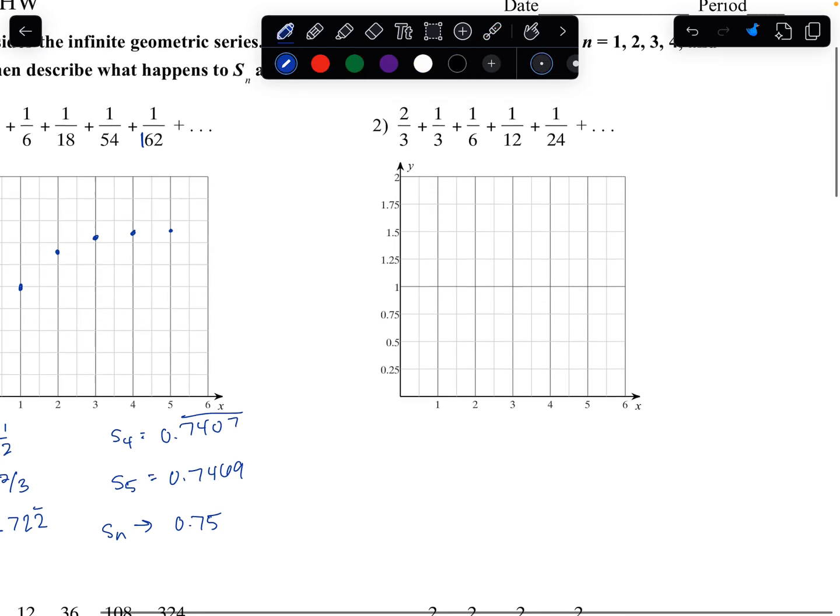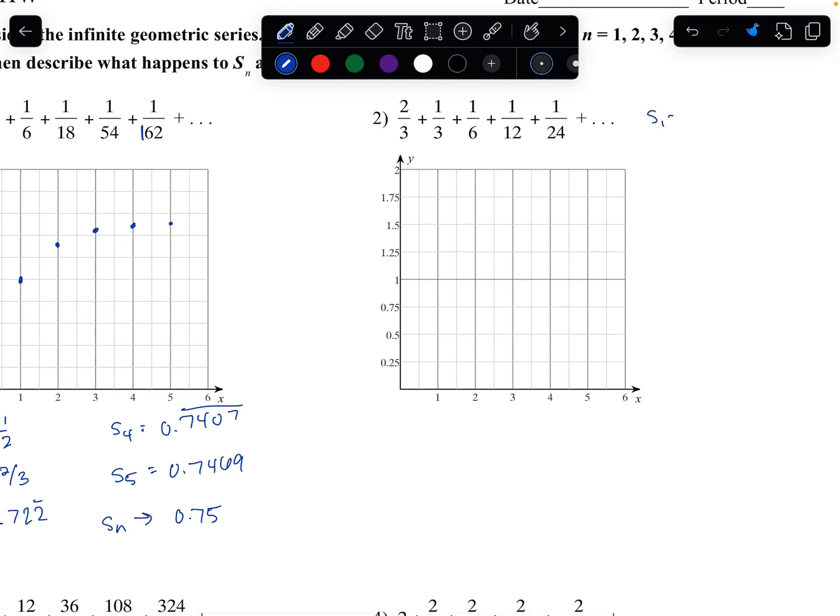You'll do the same thing here. So S sub 1 is going to be equal to 2/3. S sub 2 is going to be equal to 1, because 2/3 plus 1/3 is 1. S sub 3 is going to be equal to 1 and 1/6, because that's what 1 plus 1/6 would do, and 1 plus 1/6 is equal to 1.666 repeating.